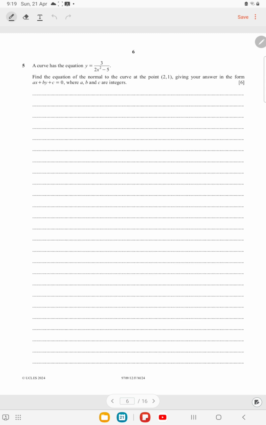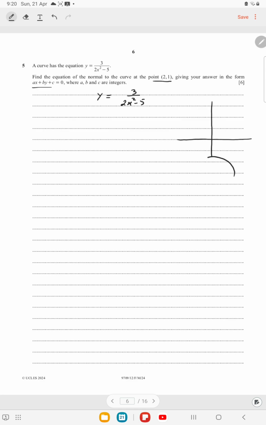Okay guys, question number 5. The curve has the equation given here. We have to find the equation of the normal to the curve at the point (2, 1), giving the answer in this form. If you can draw a rough sketch of this curve, 2x square minus 5, it will be like this.